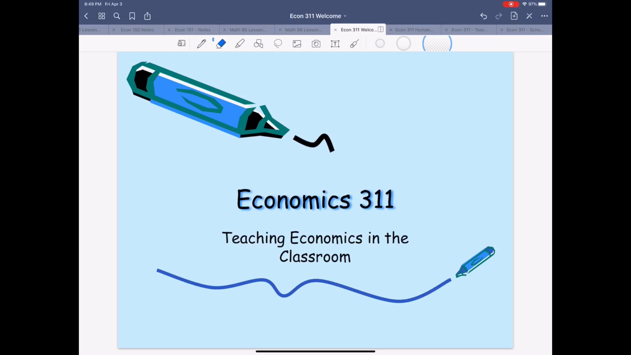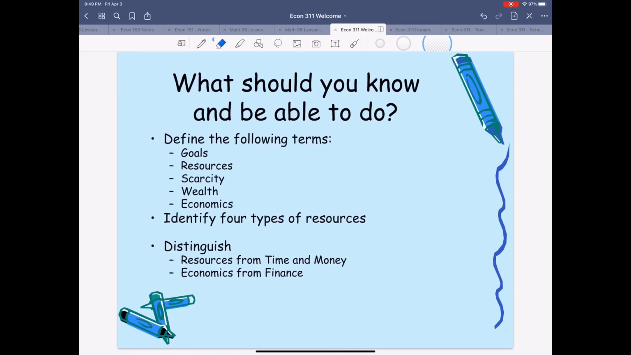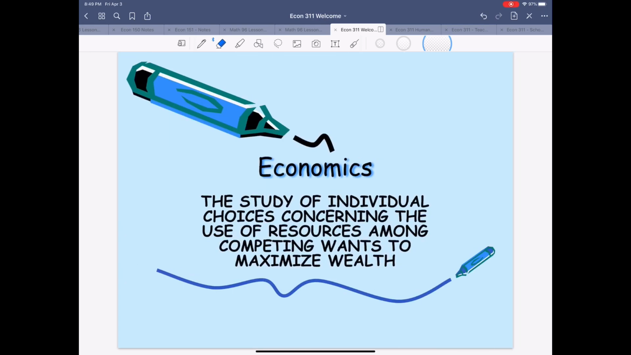So we're going to start with the course itself and some objectives. What is it that you're going to learn in this particular lesson, and what should you be able to do? And obviously you can see that you're going to define some terms and identify some things, some types of resources. And we're going to make some discernments between resources and the meaning of the term economics. So all of that is going to be our first look at this.